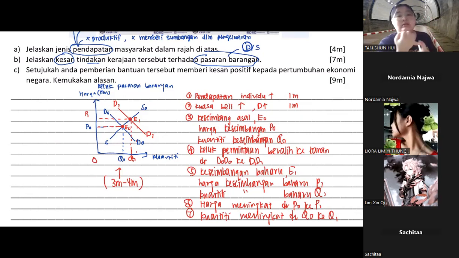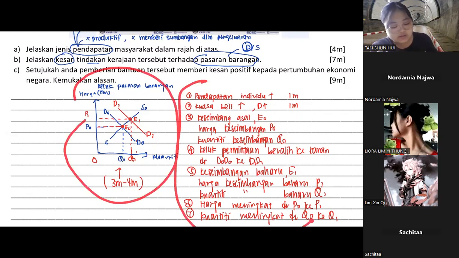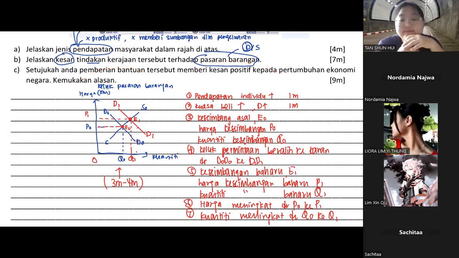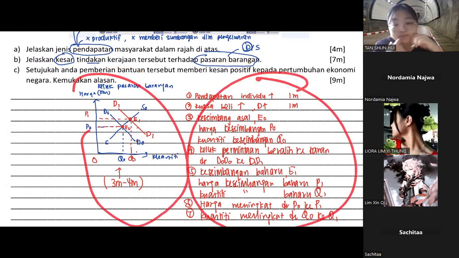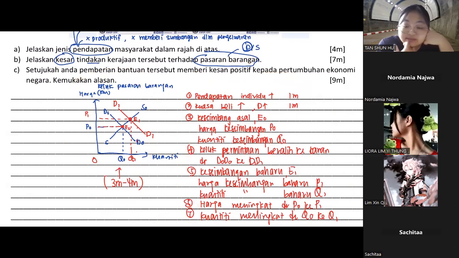Oh, pendapatan individu meningkat, so kuasa beli meningkat, tak, demand meningkat. 2 marks already. So 4 plus 2, 6. And then you tell me, oh, and then it will change what? Titik keseimbangan baharu. Can? If you draw this already, any 4 can give you full marks, right? 3 plus 4 here. Then you will get full marks of 7, right?